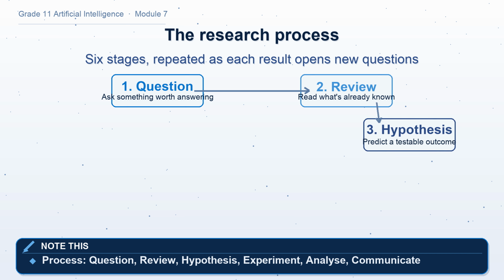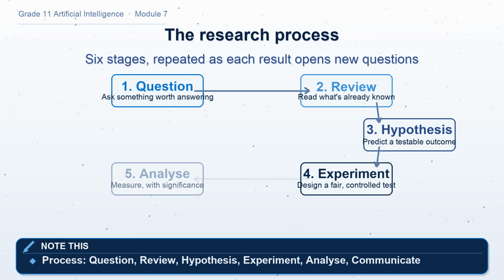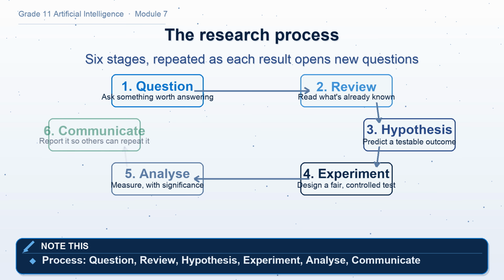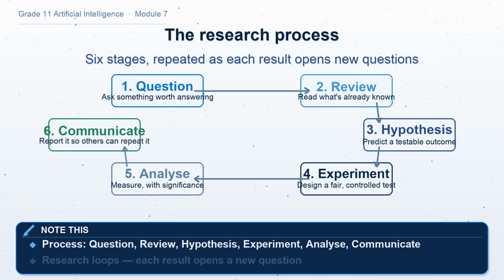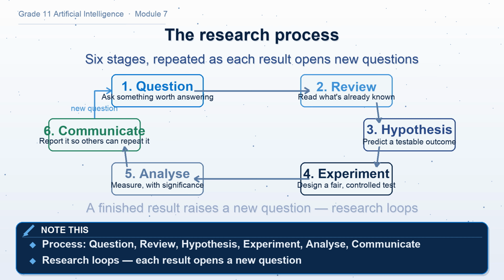Fourth, the experiment. Design a fair, controlled test. Fifth, analyze. Measure the outcome and check it is significant, not noise. Sixth, communicate. Report it so another team can repeat it. And this is a loop, not a line. Each answer raises a sharper question, and the cycle begins again.